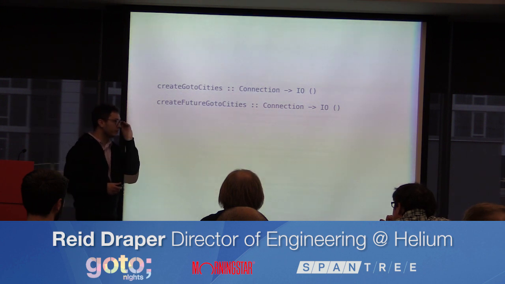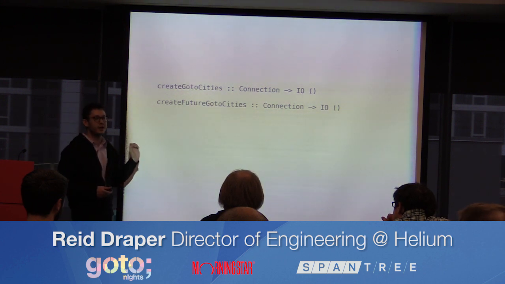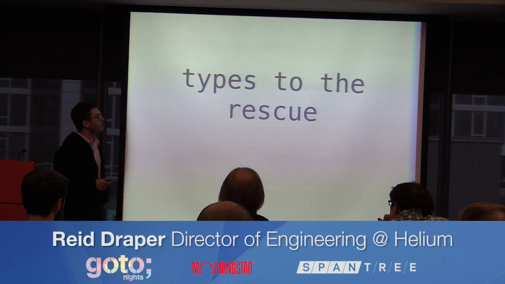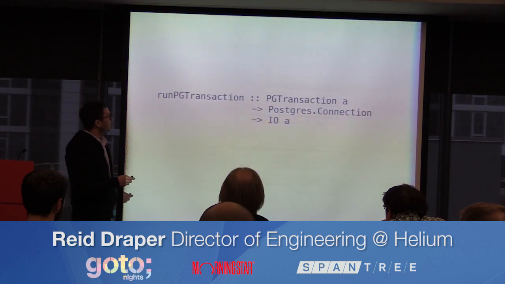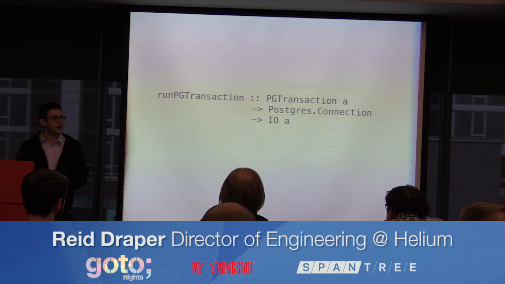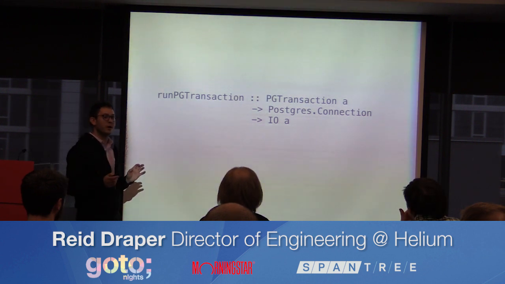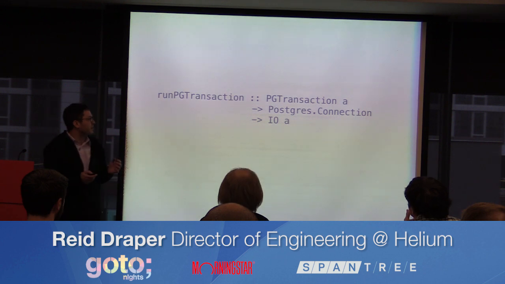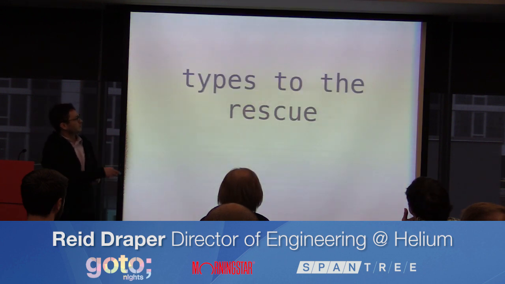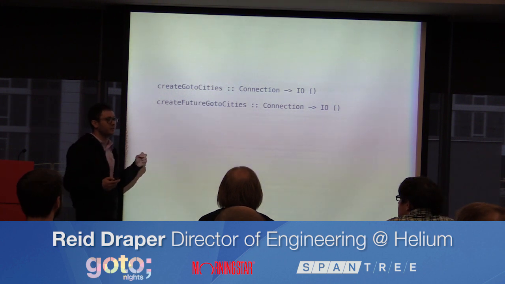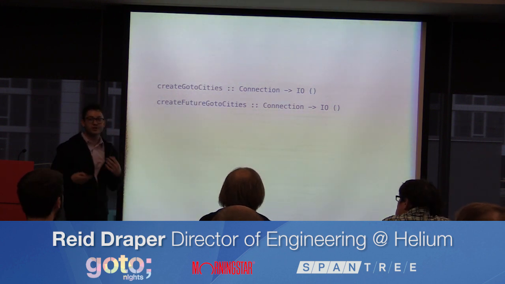And there's a really simple change that we can make just to the types that helps us out here. So types to the rescue. If we create this new data type, which we're going to call PG transaction, let's not worry too much about what it looks like, but under the hood, it's basically just a function from connection to some IO action that we're going to execute.